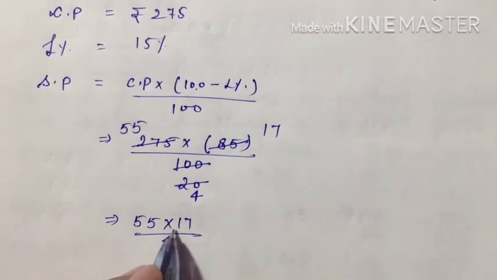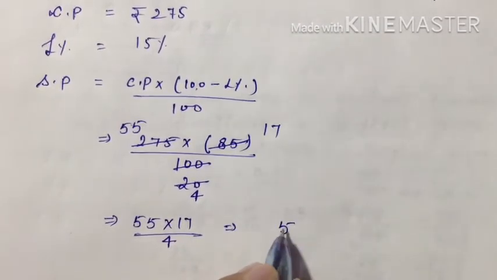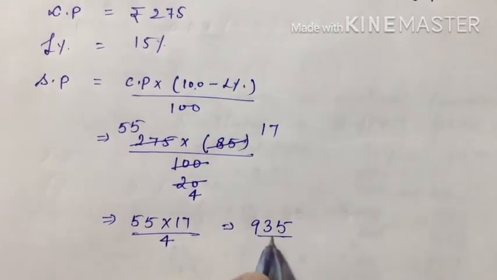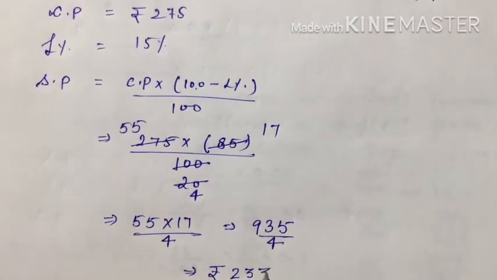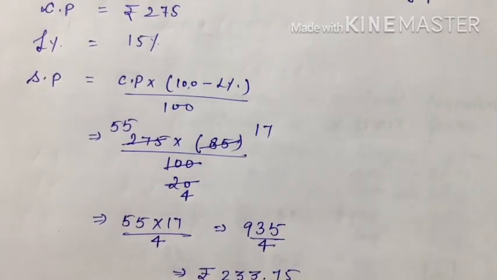We can multiply the terms. I will get 935. This is what I will get. I have to divide it by 4. When you divide, you will get rupees 233.75. This is what you will get. This is the SP of the book.